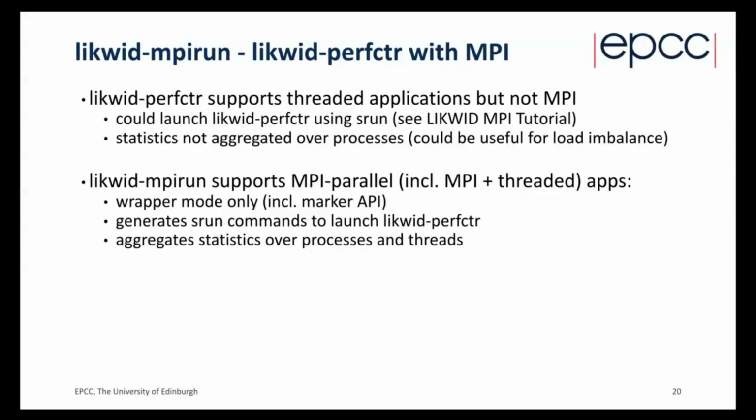What we will focus on is likwid-mpirun, which supports MPI parallel application measurement of performance counters using likwid-perfctr for MPI parallel applications, and includes hybrid MPI plus threaded applications. This restricts measurements to likwid-perfctr's wrapper mode only. It does allow the marker API, and essentially what it does is generate srun commands that launch likwid-perfctr. So it takes over your otherwise manual job of trying to get creative with using srun and likwid-perfctr, and aggregates the output across processes and threads for your application.